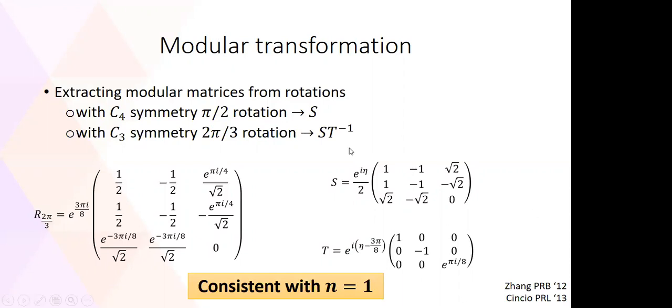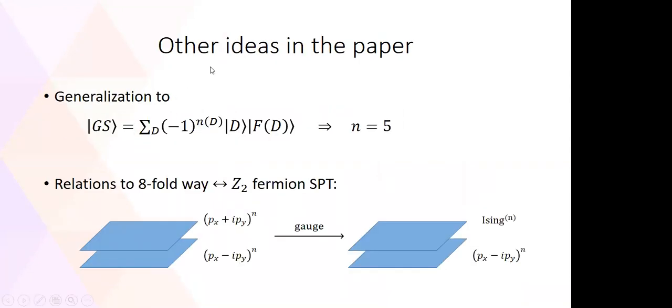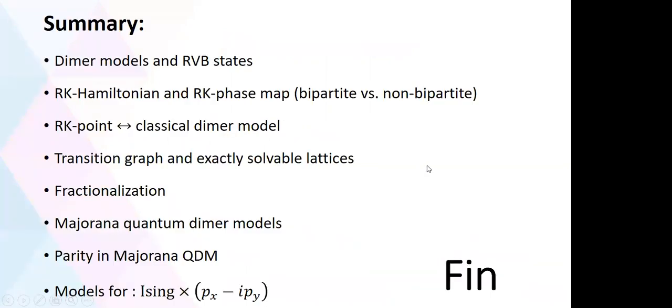Okay, so last slide. I won't say much about it. They have some other ideas. They look at more than one Majorana on each site, which gives you some other interesting phases. You can relate these models to the eightfold way of Z2 fermion symmetry protected topological states. I won't say much about it because I already talked a lot. So this is a quick summary.